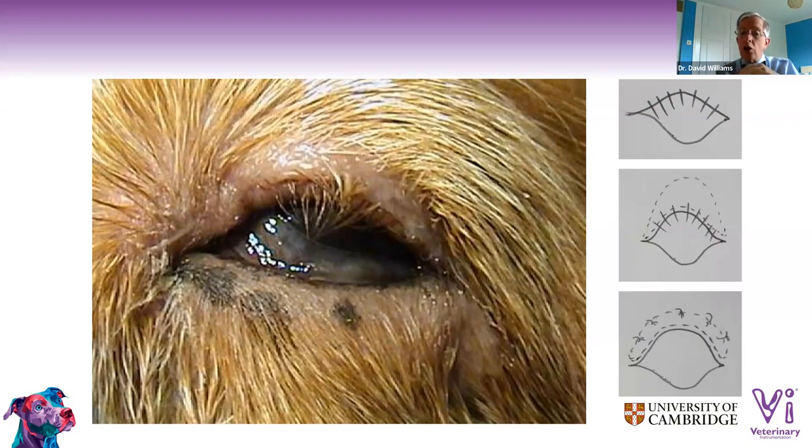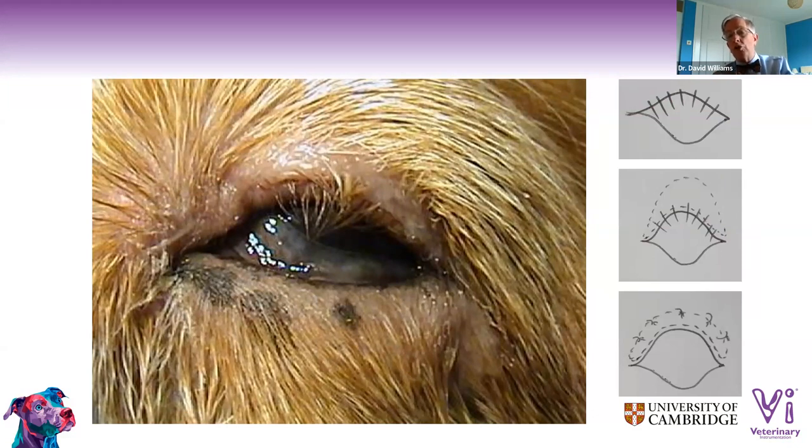And then look at those hairs along the top there. So what happens is that you've got these hairs along there that are rubbing on the eye and causing a huge problem in these animals.